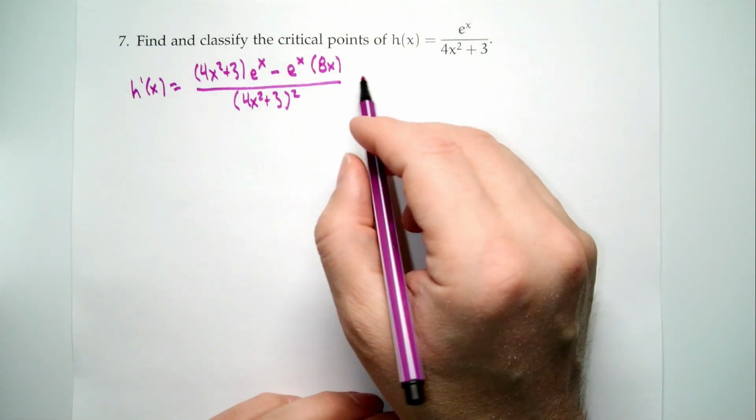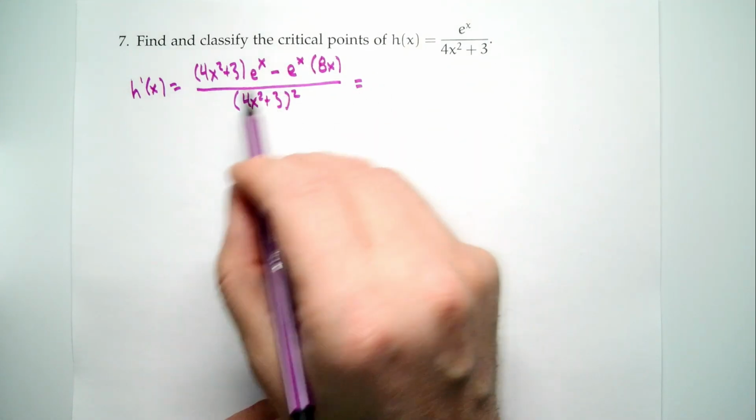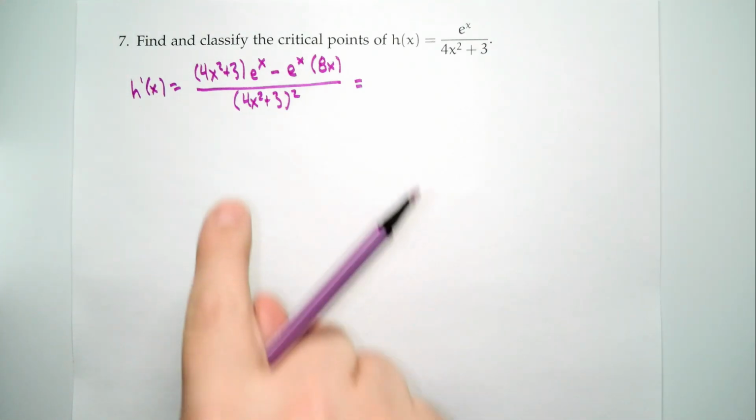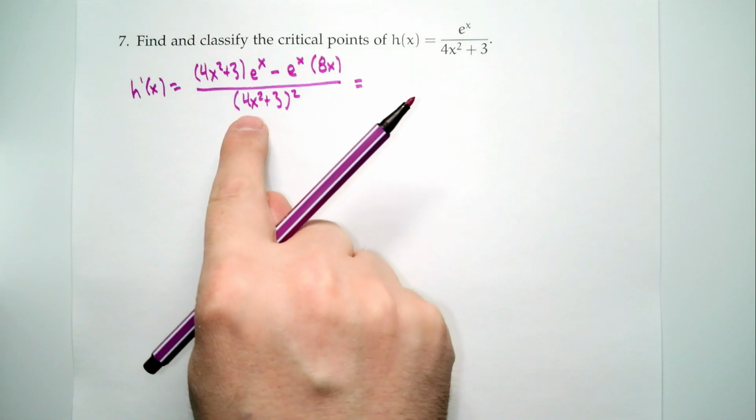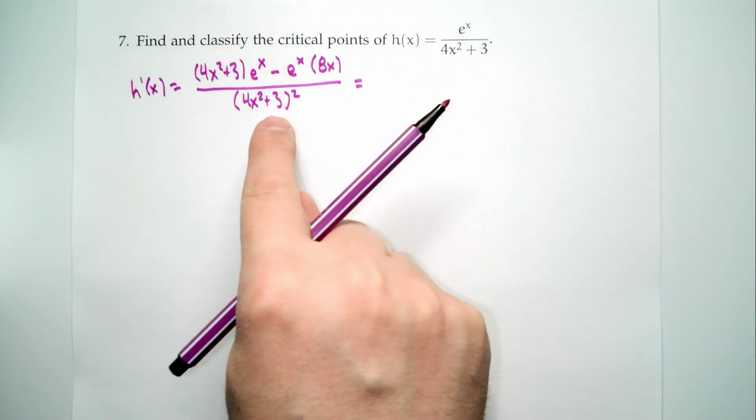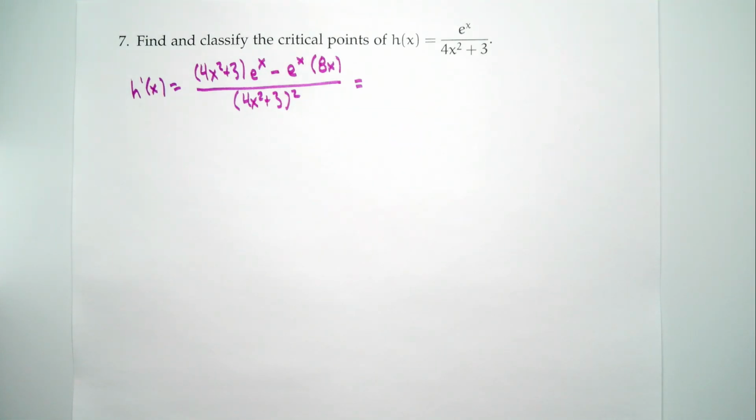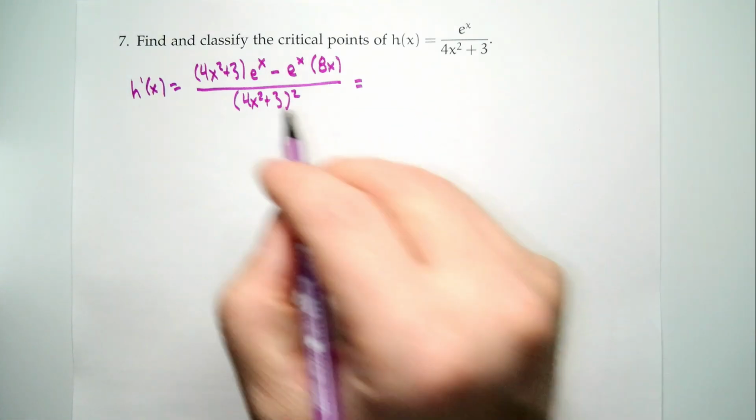Well, we can clean that up. We don't need to worry about the denominator. It's always going to be positive because 4x squared is always greater than or equal to 0. 3 is definitely greater than 0. So add them together, it's positive. If I square it, it's still positive. So the denominator is never a problem.